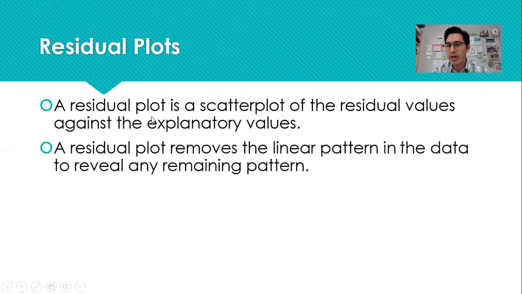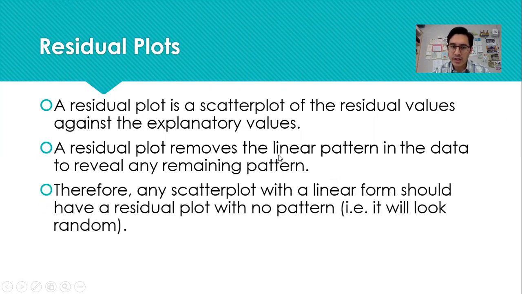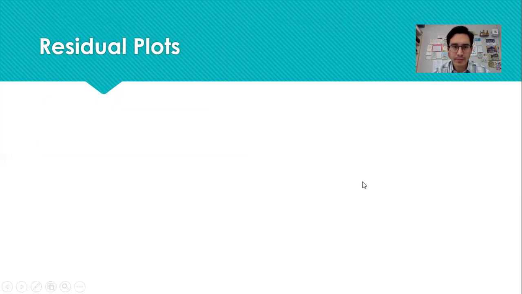What a residual plot does is it removes the linear pattern in the data to reveal if there are any other patterns that remain. So if we use that logic, then a scatter plot that has a linear form to begin with will have a residual plot that has no pattern. Since the linear pattern would be removed, there shouldn't be any other pattern left, and so it's going to look pretty random. So here's an example.